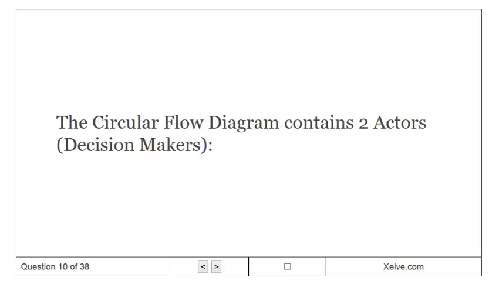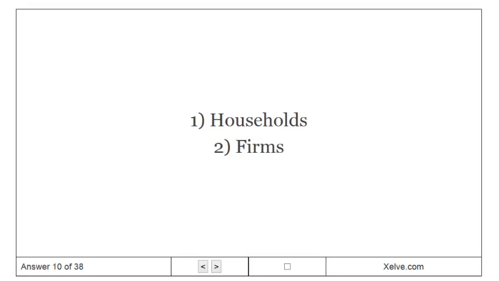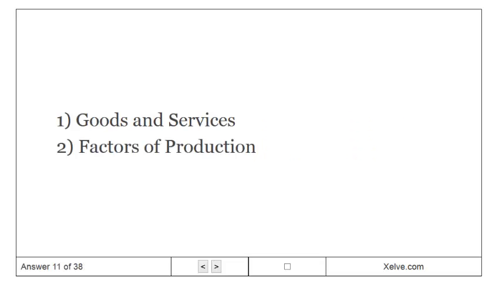The circular flow diagram contains 2 actors: 1. Households. 2. Firms. The circular flow diagram contains 2 markets: 1. Goods and services. 2. Factors of production.